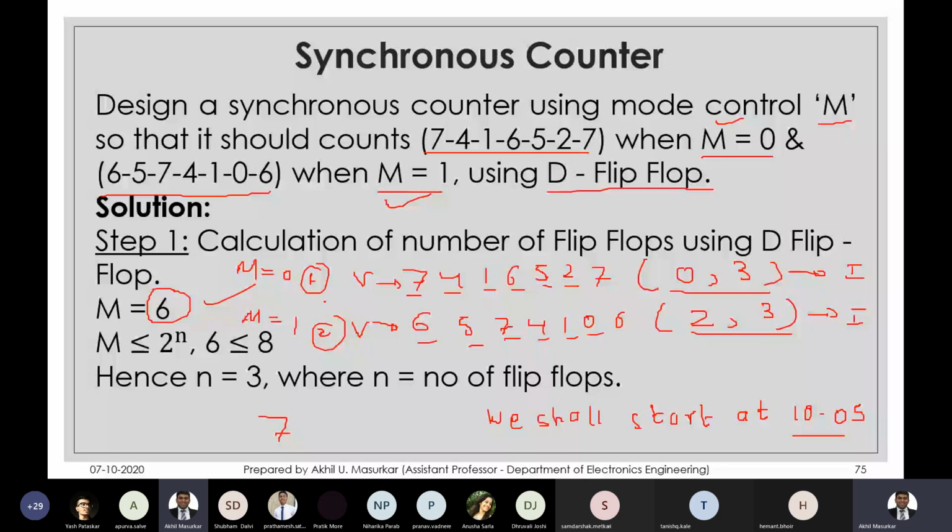Step 2 would be simply the excitation table of the D flip-flop. And step 3, start conceptualizing the table based on the previous question.